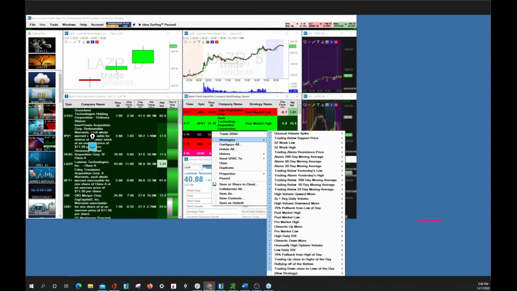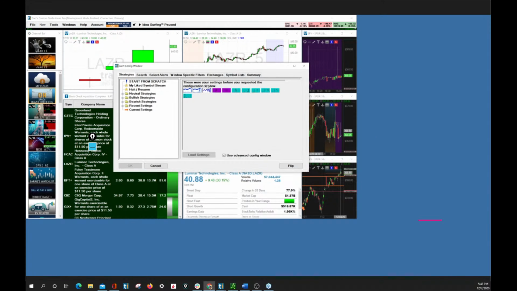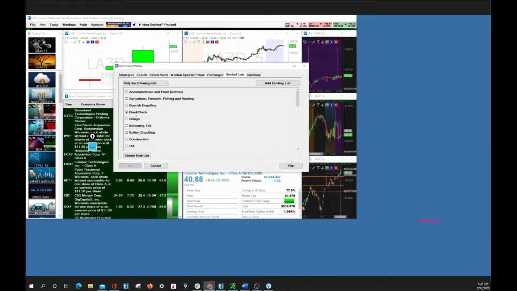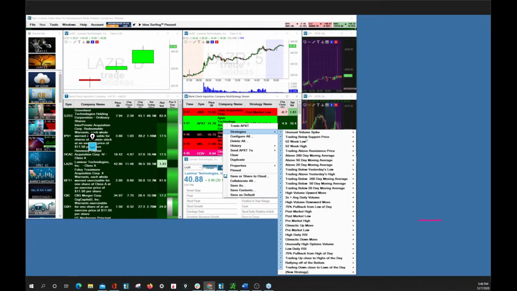Wowzer, that's a lot of strategies. Probably what has happened here is they took one of our more popular multi-strat windows with all these strategies in it and simply pointed it to the list of SPACs. Let's take a look here and confirm through configure. Yep, blank check. So basically, you can pick and choose which strategies you want to activate here. They're all checked right now, so this window is going to be pretty darn busy.